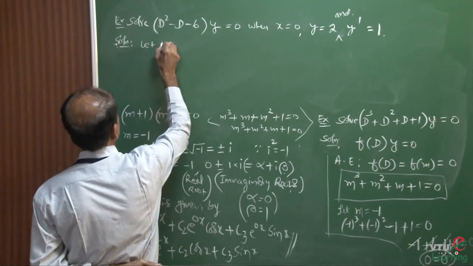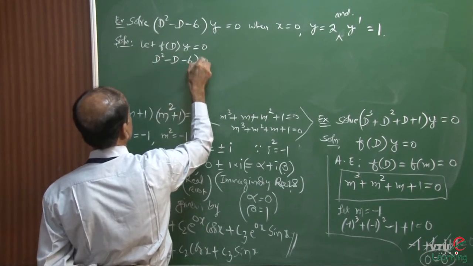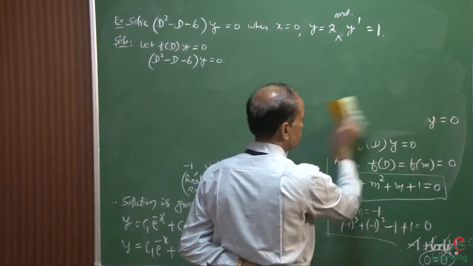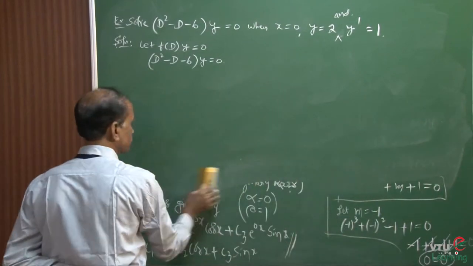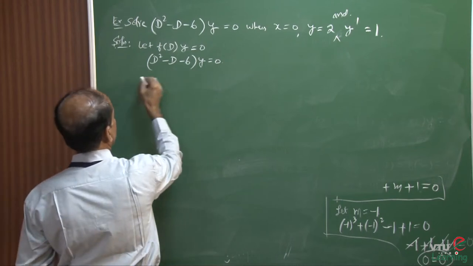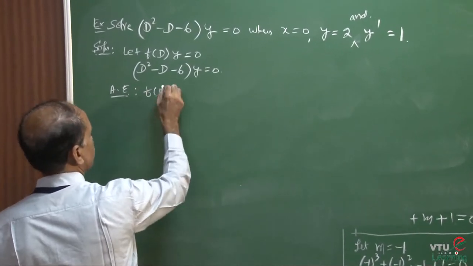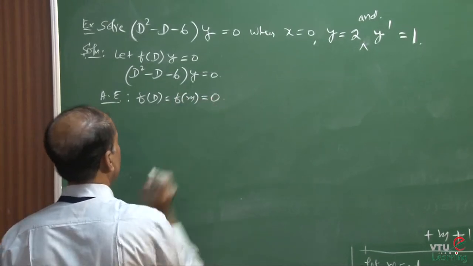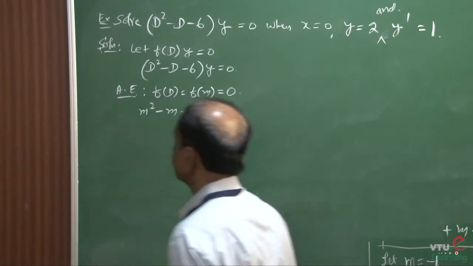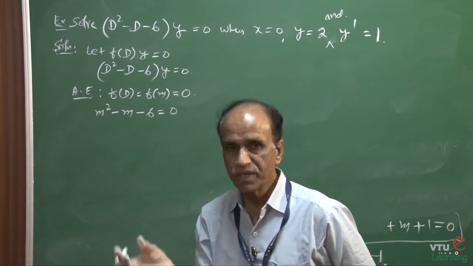Solution: let f of D y is equal to 0, that is d square minus d minus 6 operating on y equal to 0. What is the next step? You have to write the auxiliary equation, without y. The auxiliary equation f of D equal to f of m equal to 0 should be m square minus m minus 6 equal to 0. Now, the middle term is with negative sign and the last term is also with negative sign, that is 6. How can you split this?